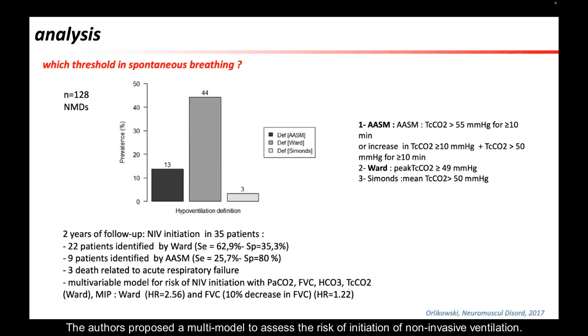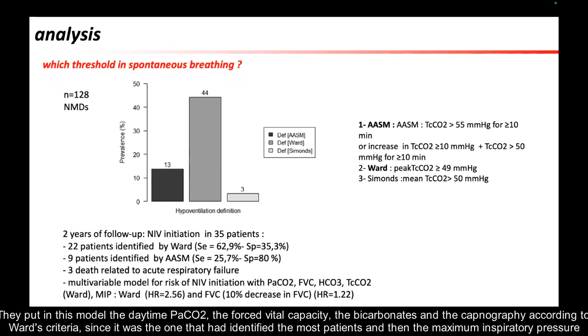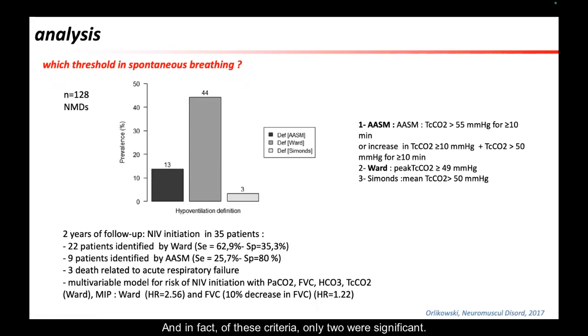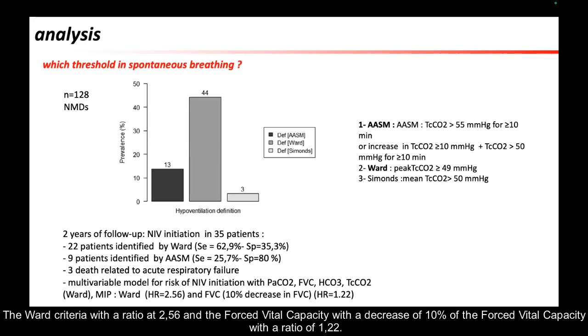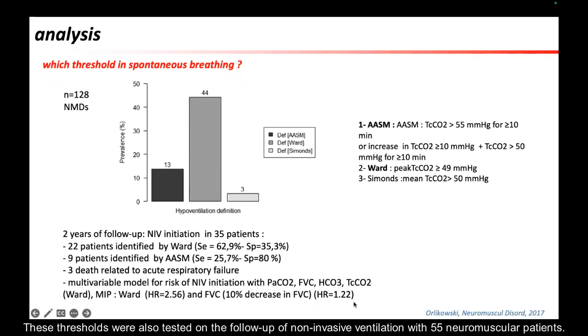The authors proposed a multivariate model to assess the risk of initiation of non-invasive ventilation. They put in this model the daytime PaCO2, the vital capacity, the bicarbonates, and the capnography according to Ward's criteria, since it was the one that had identified the most patients, and then the maximum inspiratory pressure. And in fact, of these criteria, only 2 were significant. The Ward criterion with a ratio of 2.56, and the forced vital capacity, with a decrease of 10% of the forced vital capacity, with a ratio of 1.22.